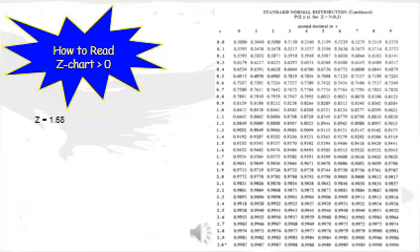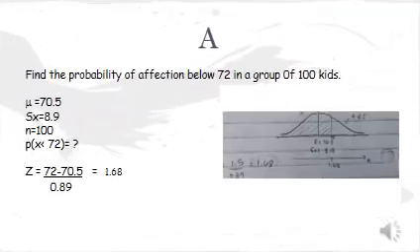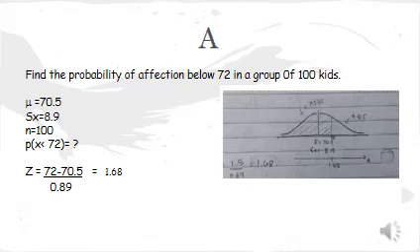Starting at the 1.6 row, we move all the way to the right to the number 8, which is the hundredths place of our z, to find 0.9535. Let's double check the percent that we found with our shaded area of the graph and conclude that our answer is 95.35%.